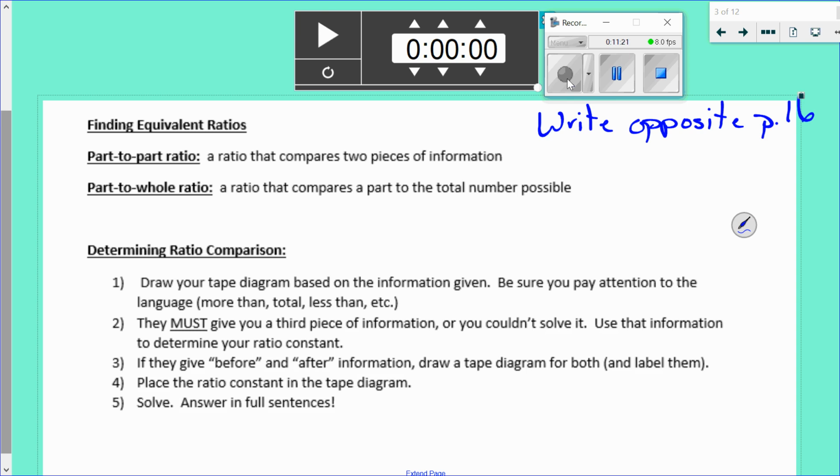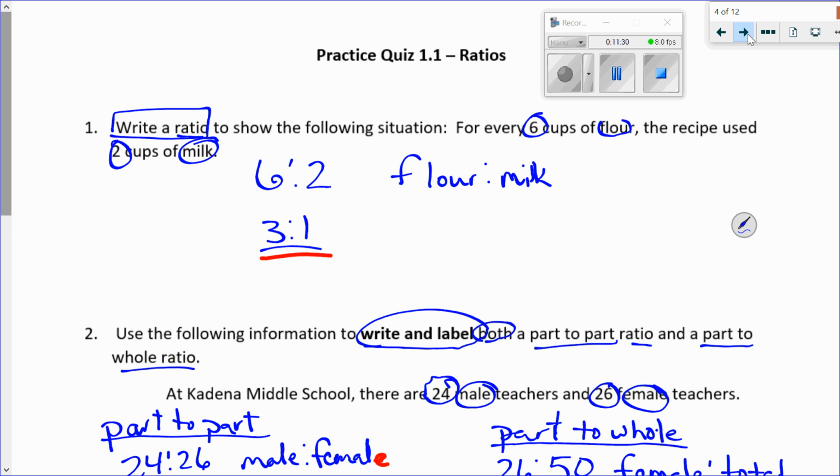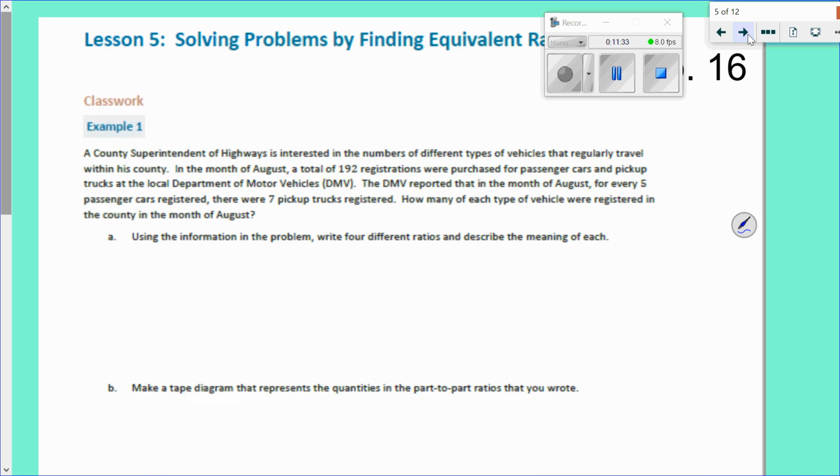Thank you. Questions on the notes? Okay, you guys are already on page 16, so let's just hop right off on that. We are going to start with our marking the text.